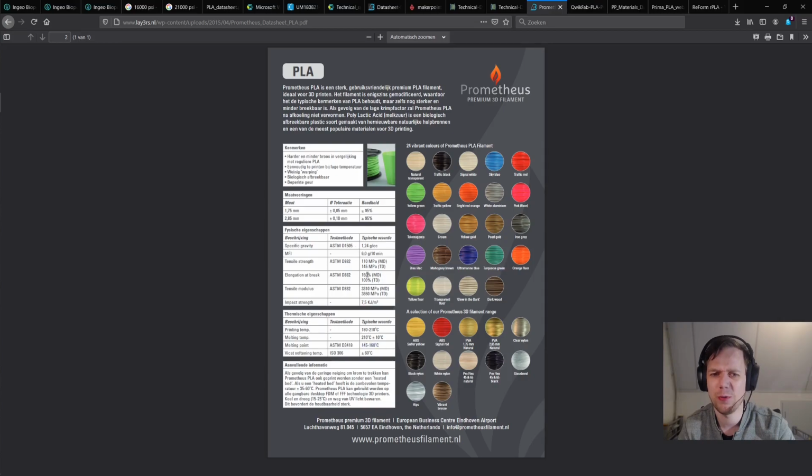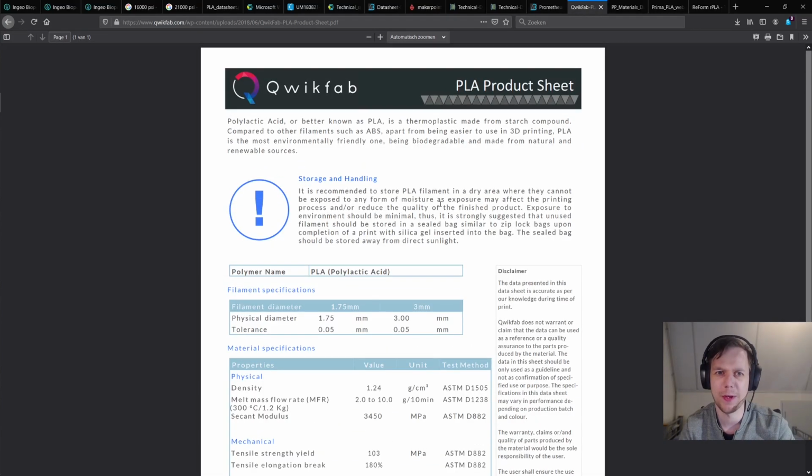The main issue with it, really, or one of the big issues with it, is this elongation at break value, because this value should really tell whoever's compiling this datasheet that something is very, very wrong. You cannot get this with 3D printed PLA. It's not going to happen. So why did it make it onto your datasheet? Anyway, moving on to QuickFab now.